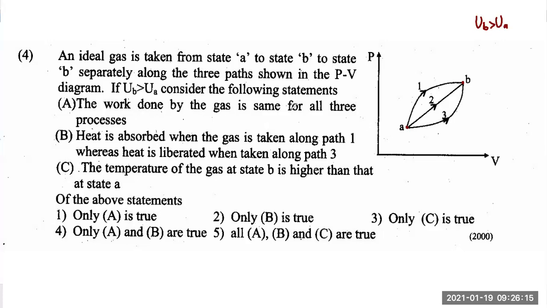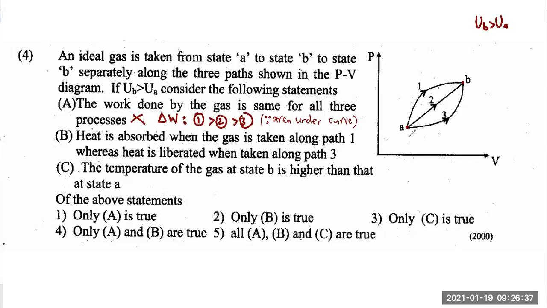The work done by the gas is the same for all three processes. That is incorrect, because the work done is greater for process one than process two than process three. Why is that? Because of the area under the curve. You have to consider the area under the curve for the processes.